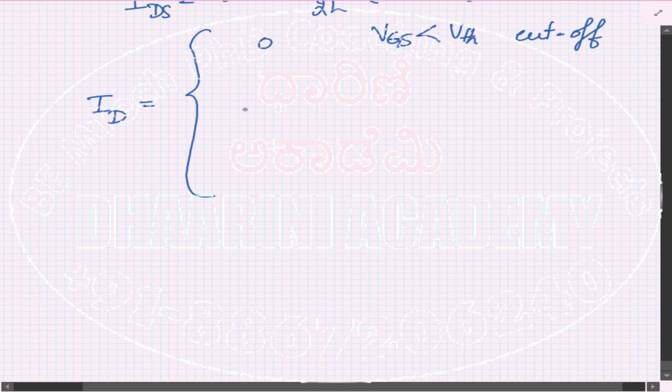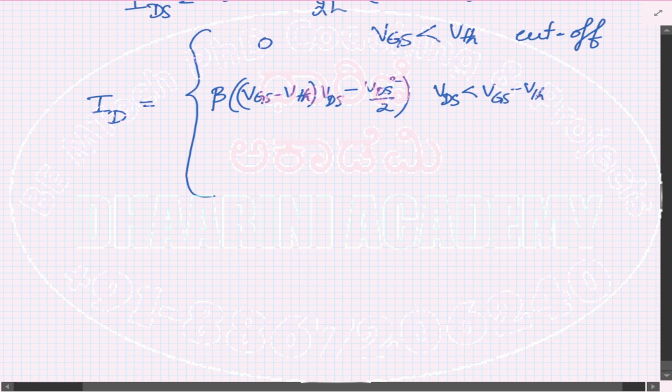Then the second equation will be beta times VGS minus VTH, into another bracket inside, VDS minus VDS square divided by 2. You are going to use this equation if VDS is less than VGS minus V threshold. So this means it is the ohmic region.